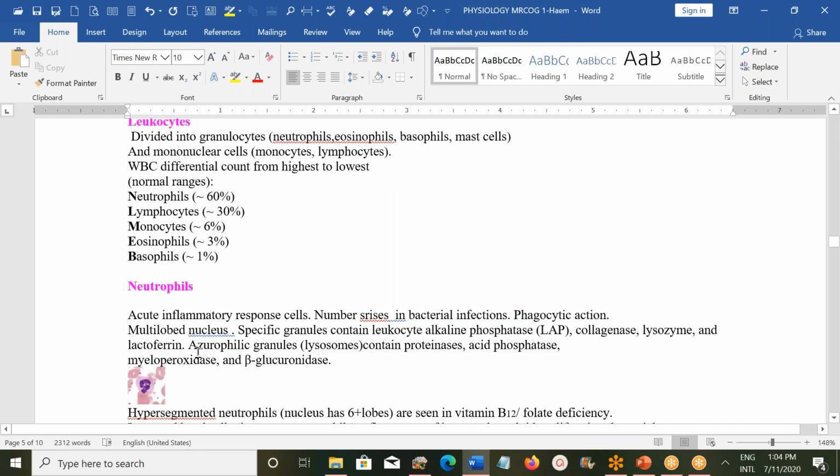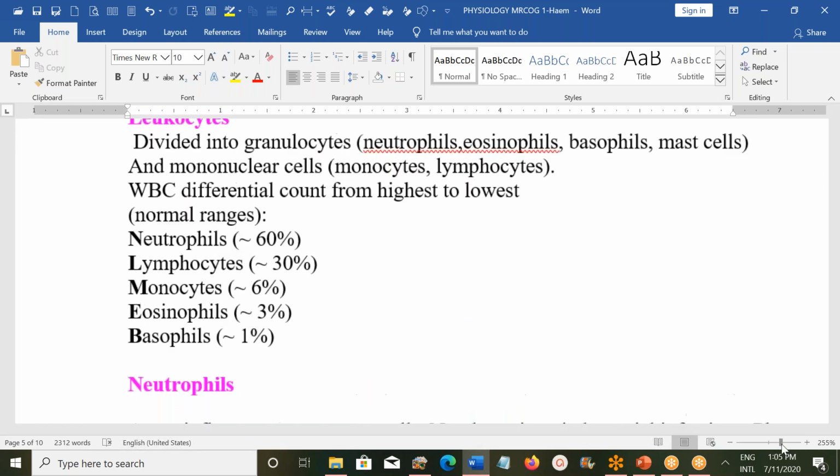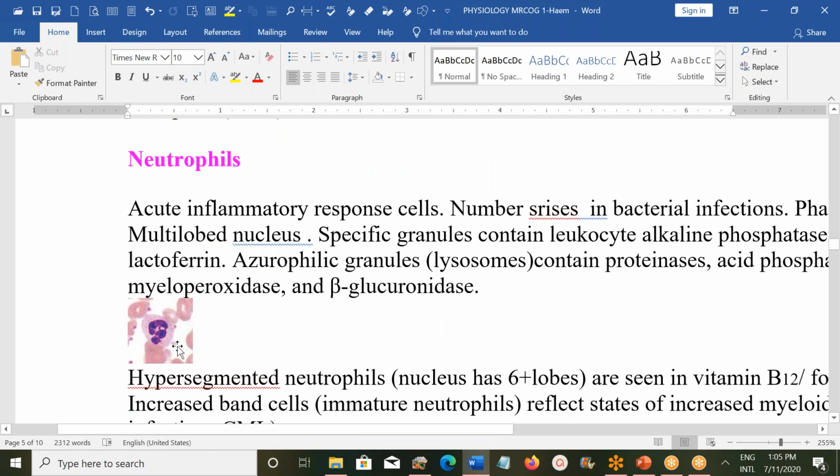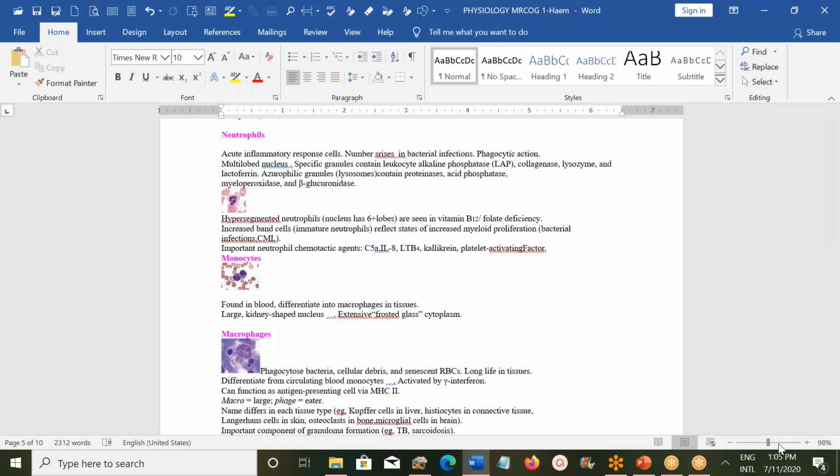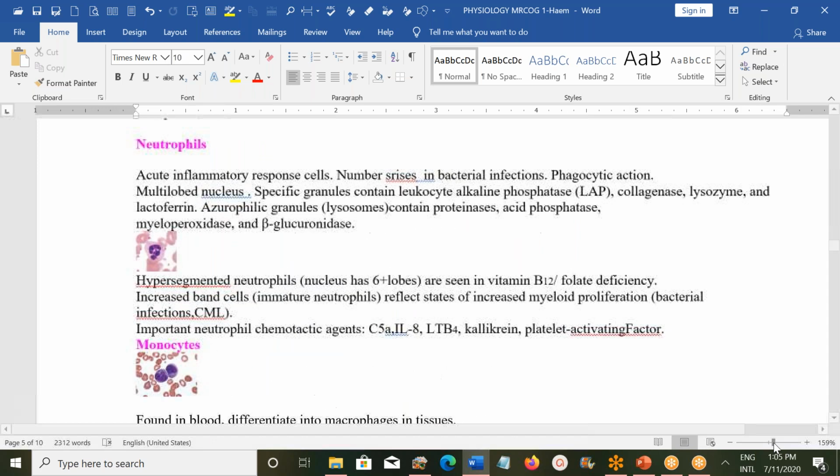Neutrophils are responsible for the acute inflammatory response, and their number rises in bacterial infection. They have phagocytic actions and a multi-lobed nucleus, as you can see here. The nucleus shows multiple lobes. That's why we call it a multi-lobed nucleus or segmented nucleus. Okay, that is the point.